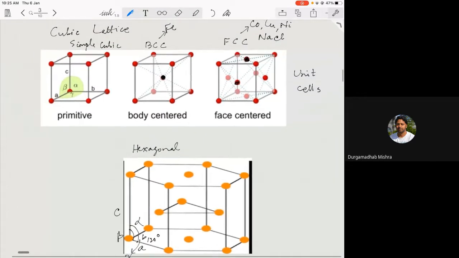Again, if you look at an example, let's say take a BCC lattice. So the middle one here.